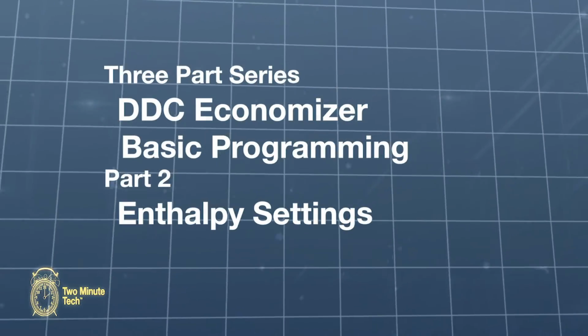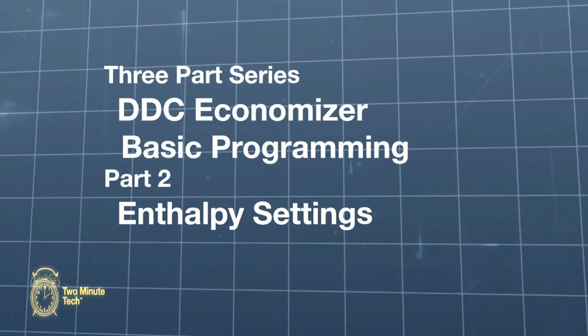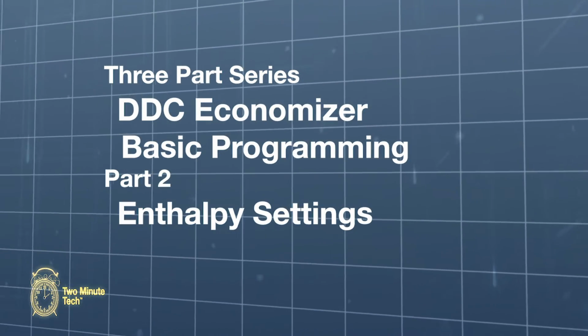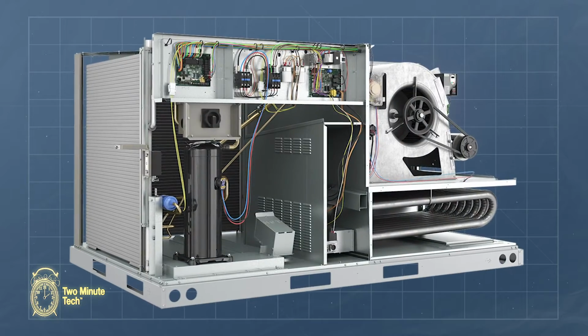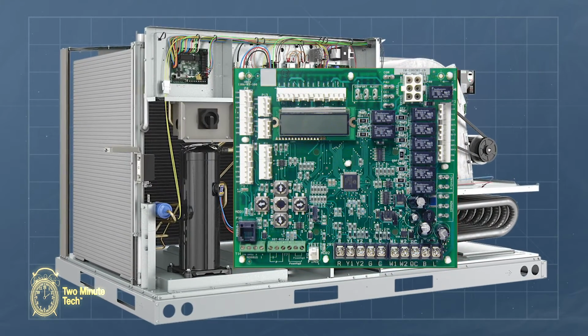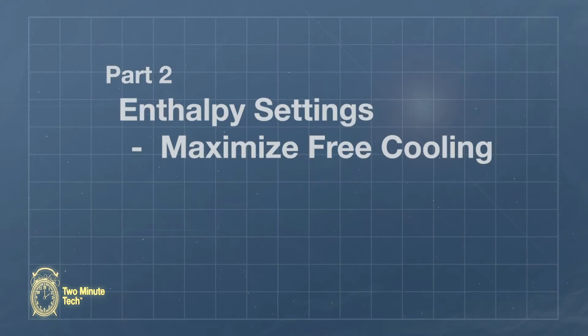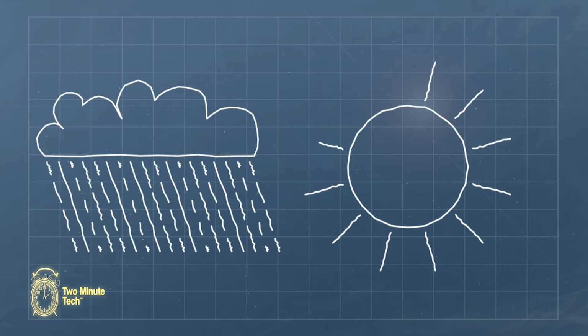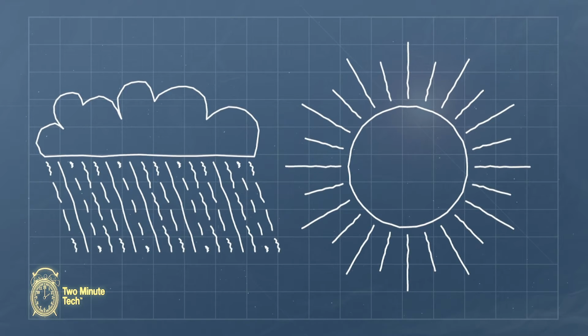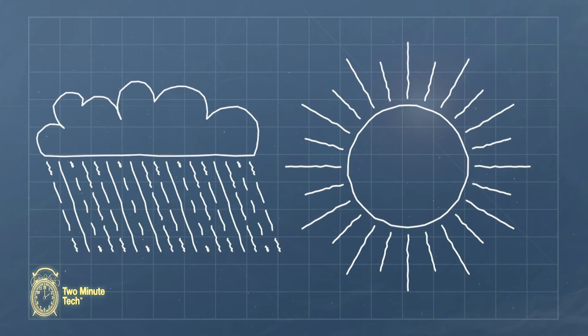In this 3-part series, we'll discuss the operation and setup of economizers in the Renaissance DDC commercial platform with Clear Control. In this episode, we'll go over the basics of programming the Clear Control and economizer controller for free cooling. Understanding how outdoor conditions play into the free cooling operation of an economizer is important.